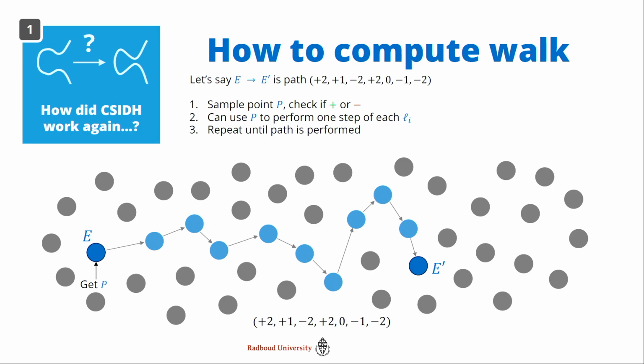And in general, this works with 3 steps. Namely, we need to get a point on the curve where we are at. We check if it is positive or negative, and this means that we would be able to do either the positive steps with it or the negative steps. And then with each point, we can actually only do 1 of the steps of those LIs. And we repeat this until the path is performed.